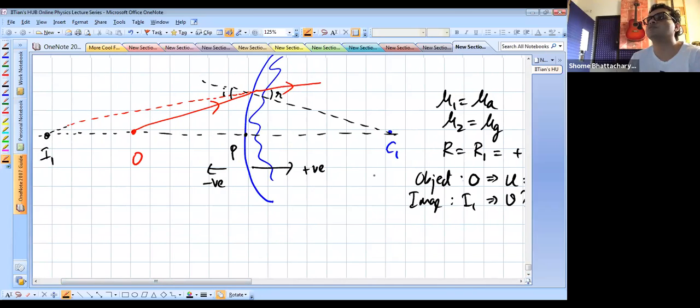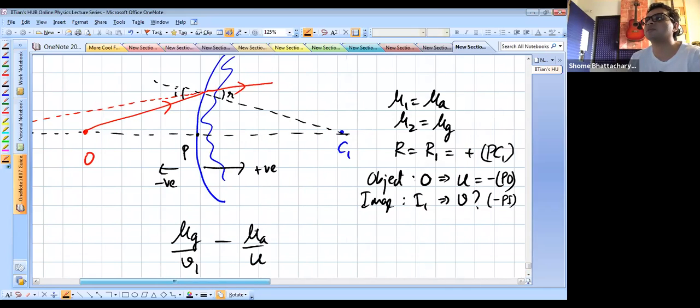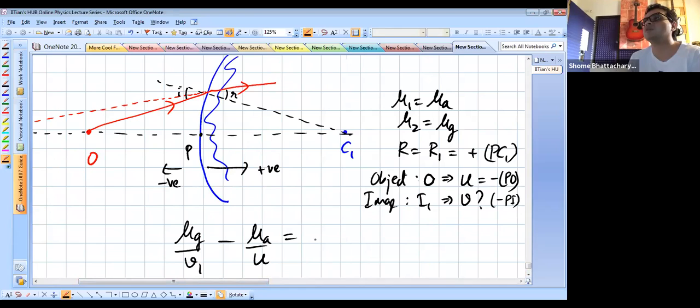So mu2, that is the refractive index of glass, by V, which is V1, minus mu1, which is air, divided by the actual U, which will be substituted with proper sign when I'm doing it numerically. But here I'll just write it as U, is equal to mu2 minus mu1, so glass minus air, divided by the proper value of radius, which is R1. And again, R1 will be substituted with proper sign. Since it's a convex surface here, with proper sign, R1 would be a positive quantity. But had it been concave, then we would have substituted it as a negative quantity. So this is my equation 1.